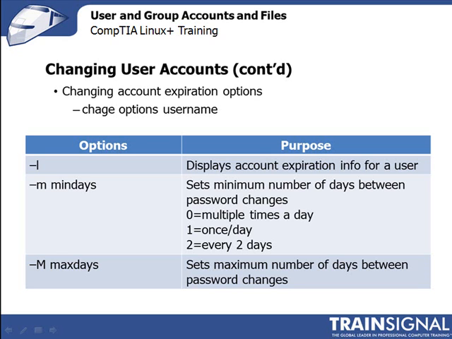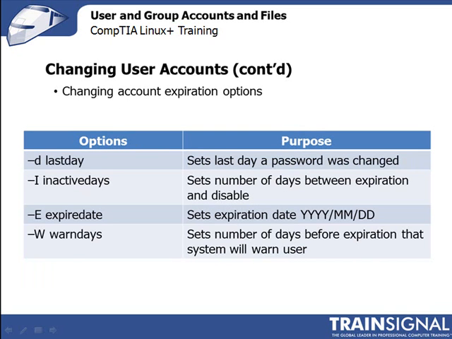The options start with -l, which is used to display account information about a specific user. Then you have -m, which sets the minimum number of days between password changes. With 0, you can change multiple times a day. With 1, you can change once a day. And with 2, you can change every 2 days, and so on. Dash capital M, or max days, sets the maximum number of days between password changes.